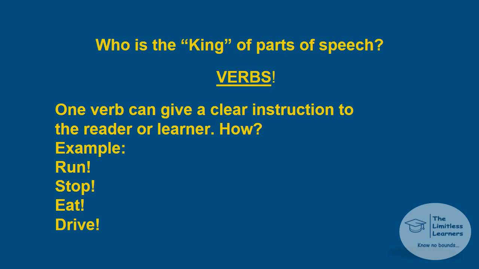There are other elements of the parts of speech, but if you see closely, that one word, verb, can give a clear instruction to the reader or the learner, whereas the other parts of speech need other elements from the family to give a clear instruction. Look at the examples that we have there on the screen. Run, stop, eat, and drive. We don't need any nouns, pronouns, or any other element from the parts of speech to give the instruction to the other person. We can use only one word of verb to give an instruction. And the instruction is quite clear.